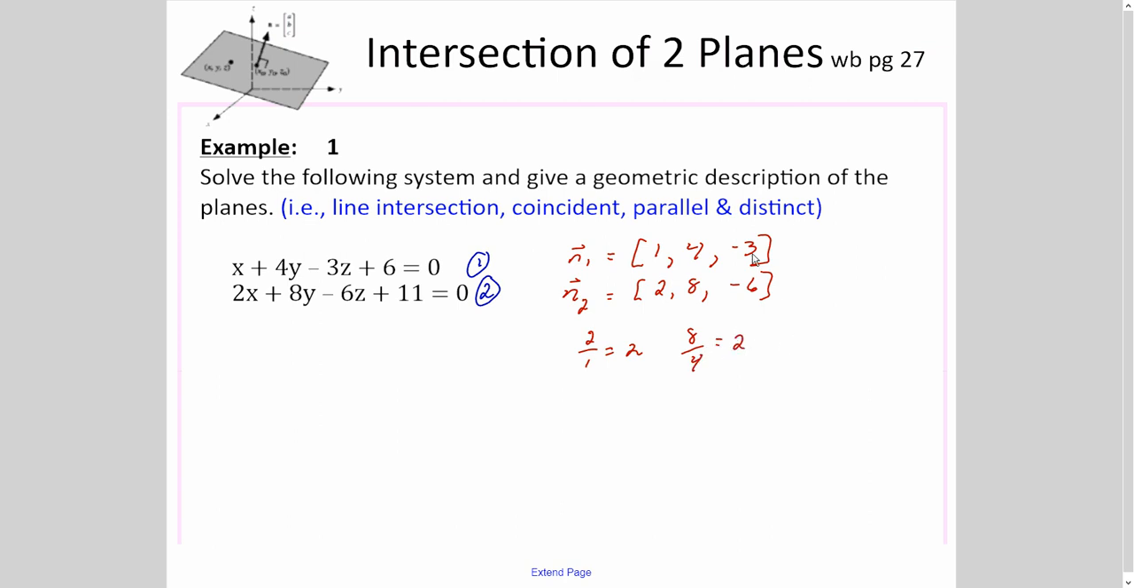And then I'm going to go negative 6 divided by negative 3. That also gives me 2. Because all these values are consistent when I divide them, we know that there is a scalar multiple. So in other words, n2 is equal to 2 times n1. Therefore, just by finding that scalar multiple, we know that the planes are parallel.